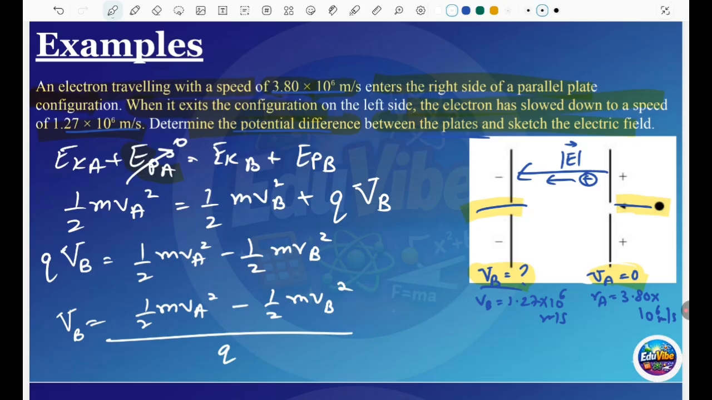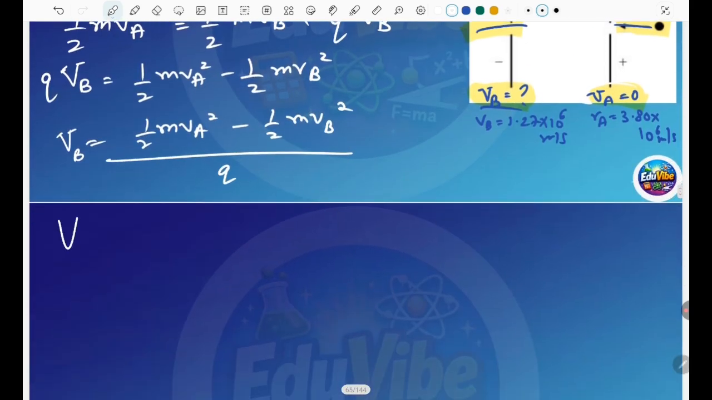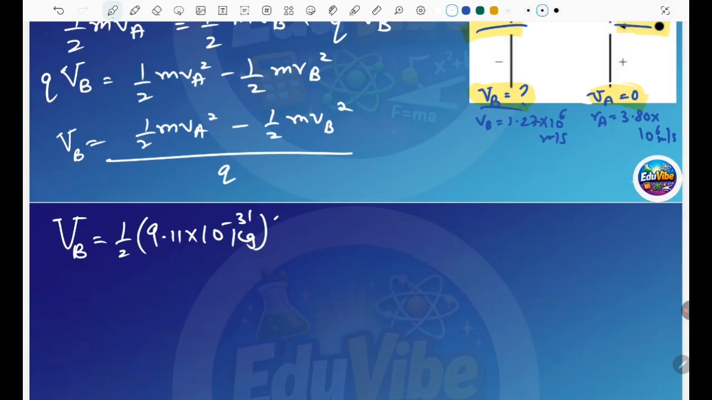Now you have to put the values in. You can take half common and get all the conversion done, but I do it like this. So VB is equal to half, and you have to consider the mass of the electron. You can see the mass of the electron in the data sheet, in the particle section. It is about 9.11 × 10^-31 kg, times vA squared, where vA is the starting speed of 3.80 × 10^6 meters per second.